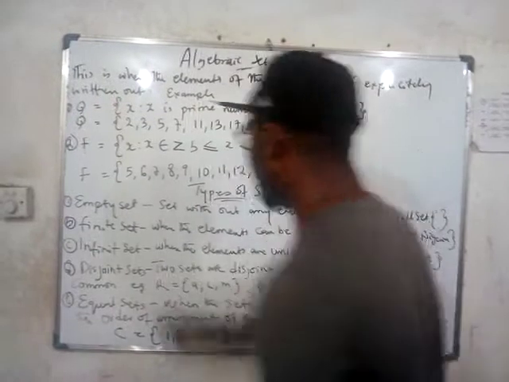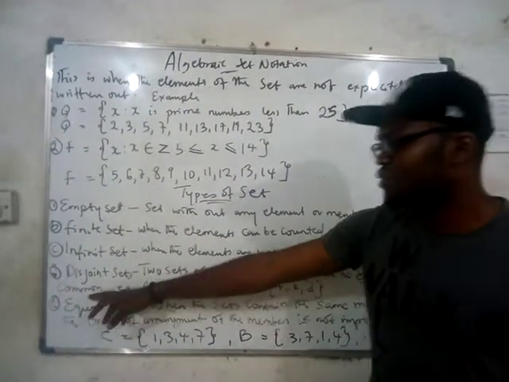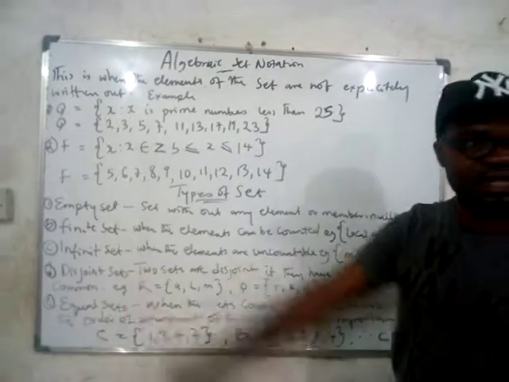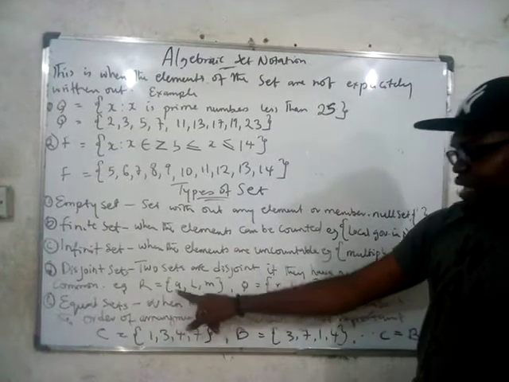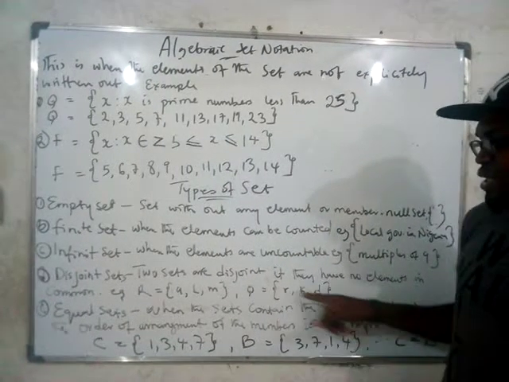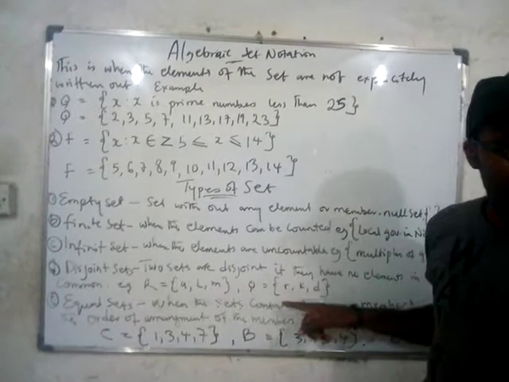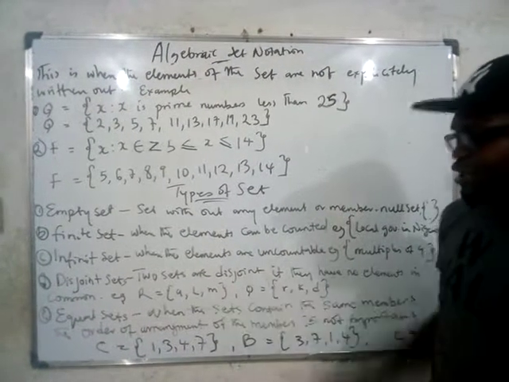Disjoint sets: when you have two sets and they have no elements in common, we call them disjoint sets. Is that clear? Example, set R has elements A, L, M and set Q has elements R, K, D. Is there any element in common between these two? So these are disjoint sets.